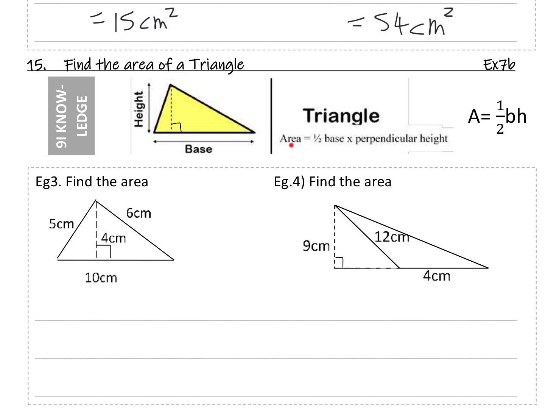If you have those, then the area of a triangle is a half multiplied by the base multiplied by the perpendicular height. Or we can write it as A equals a half BH, where B stands for the base and H stands for the perpendicular height. When these numbers and letters are together, they mean multiply when they're sitting beside each other. Pause the video and have a go at examples 3 and 4.